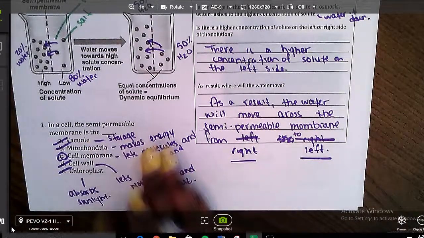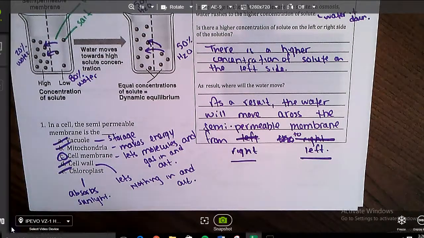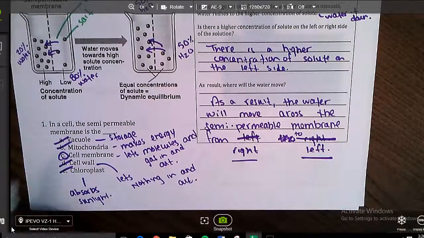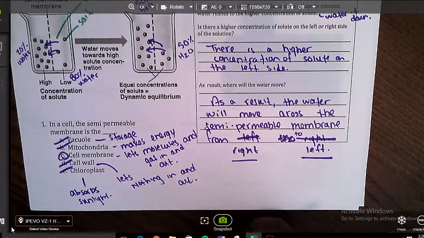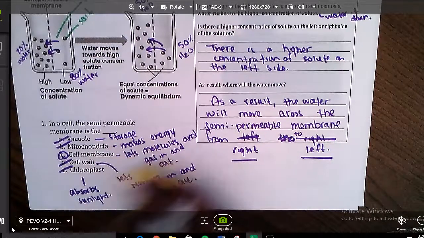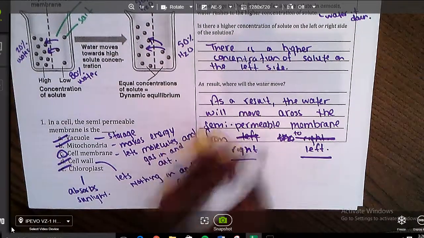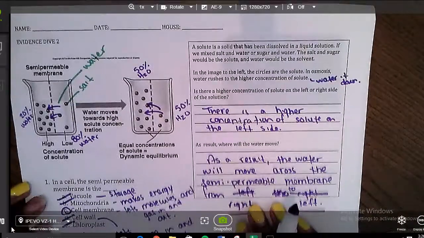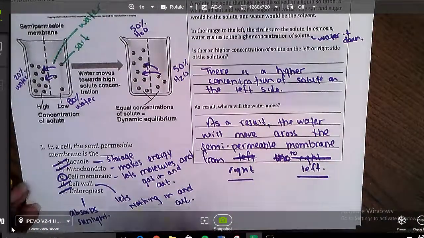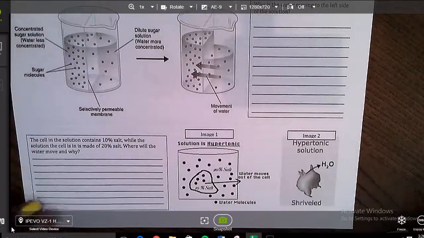So in a cell, the semi-permeable membrane is, your options were vacuole, mitochondria, cell membrane, cell wall, and chloroplast. If you haven't, make your paper look like mine, so we begin to associate sticky definitions with these words. It's not the vacuole because we know that's used for storage. It's not the mitochondria. We know that that's used to make energy. We know it's not the cell wall because the cell wall lets nothing in and out. And it's not the chloroplast because the chloroplast absorbs sunlight. So even if we use process of elimination, we know that it's the cell membrane, because the cell membrane lets molecules and gas in and out of the cell. If you need to pause the video to get these answers down, go ahead and do that at this time. If not, you can turn the page with me.